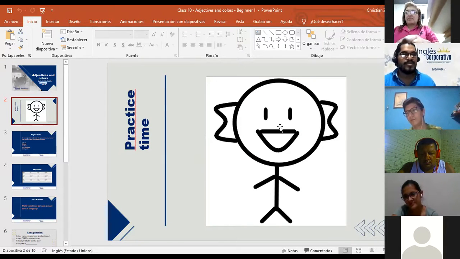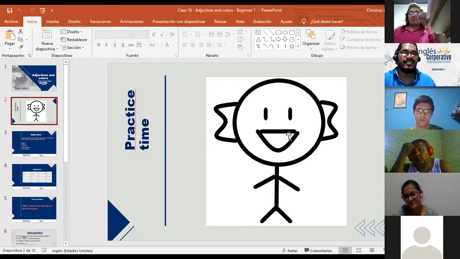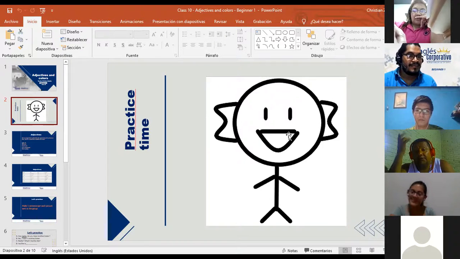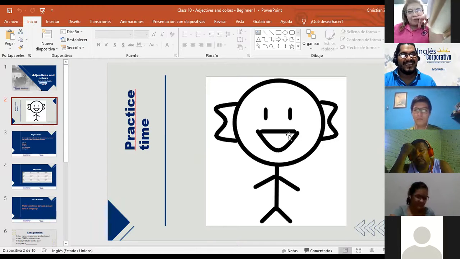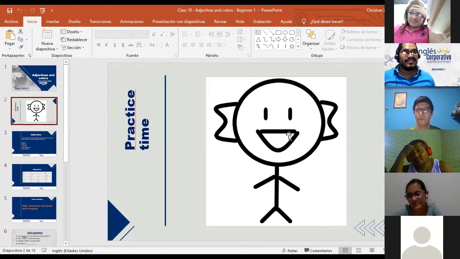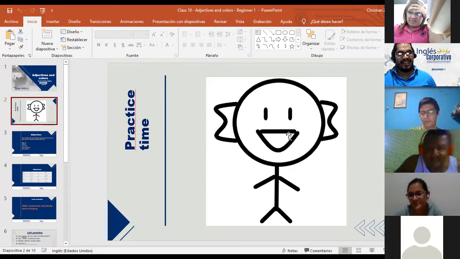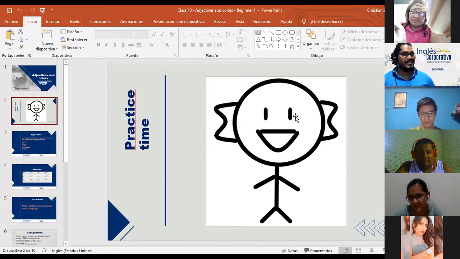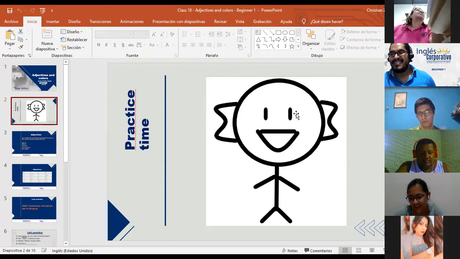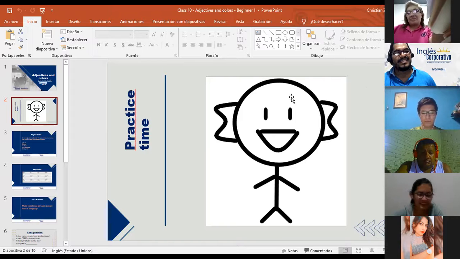For example, with this drawing, how can you describe this little person here? Happy. Does the little man have big ears or small ears? Big. He has big ears. That's correct. What about his eyes? Does he have big eyes or small eyes? Are they small or big? Small eyes, exactly.